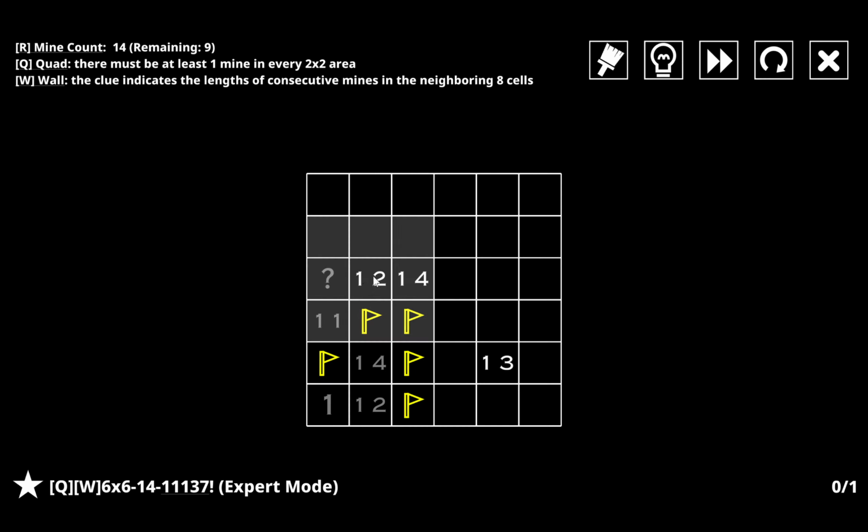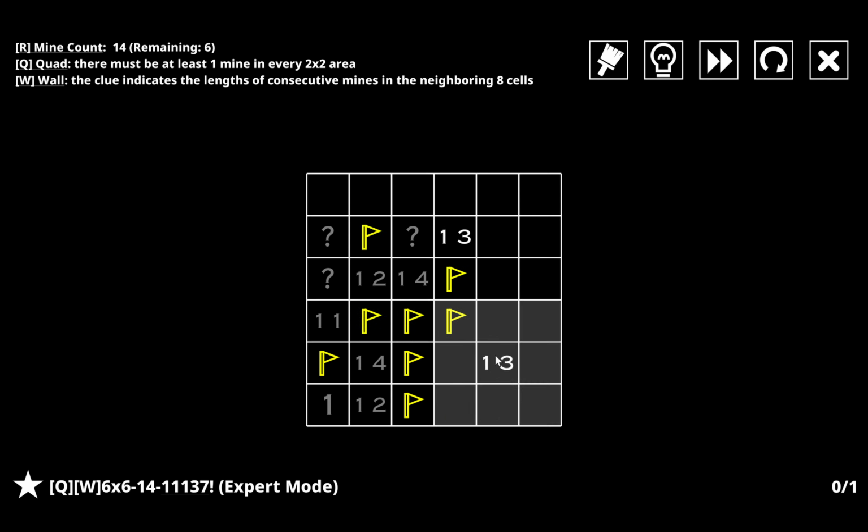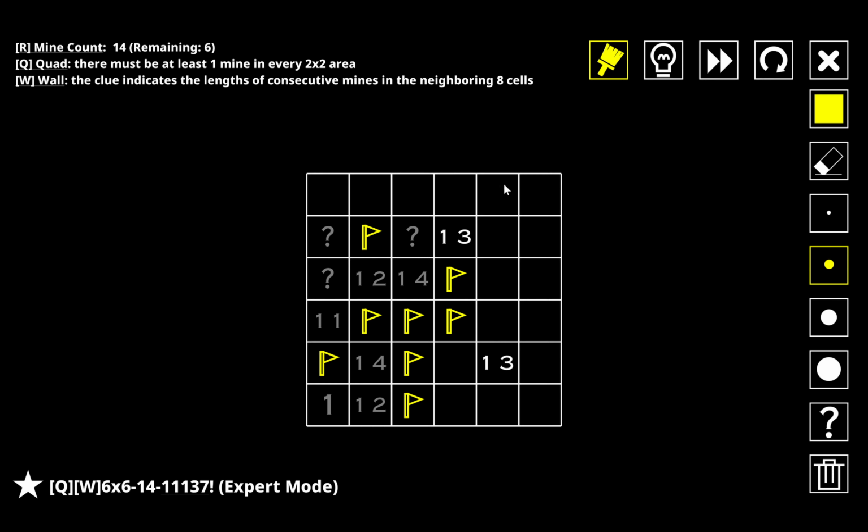And from here with quad logic, we can see that if we make this one a non-mine, then we have 2 boxes which cannot both be satisfied. So we know that's a mine. There we are. This 1-4 clue is now also just finished. There we are. Okay.